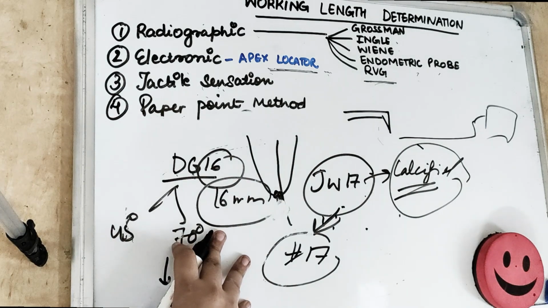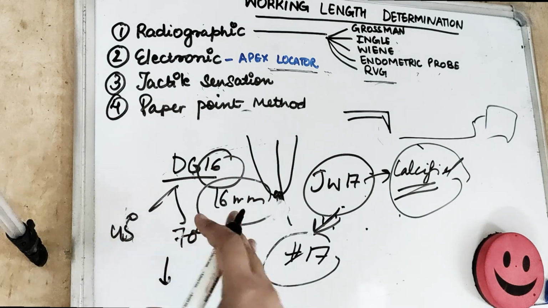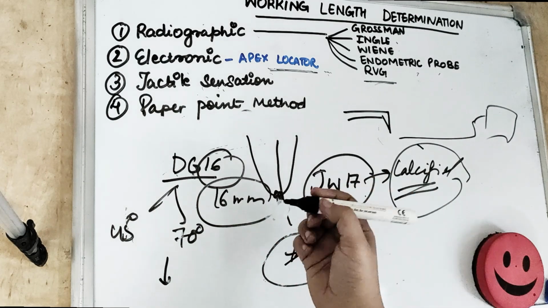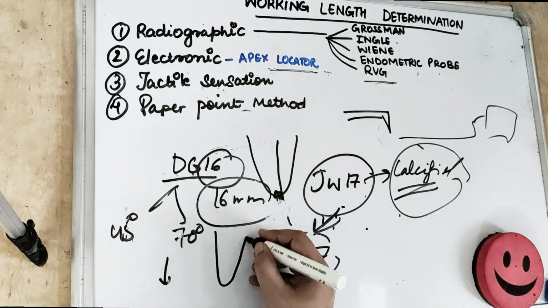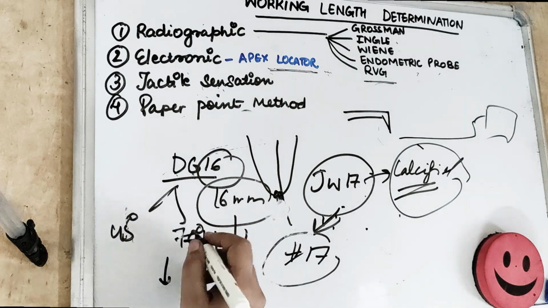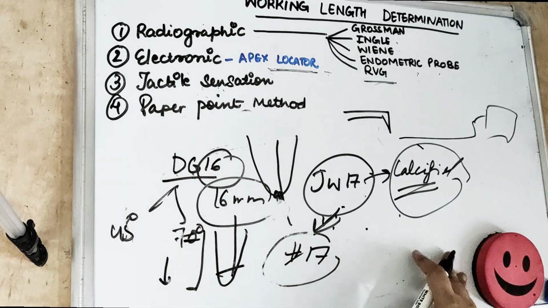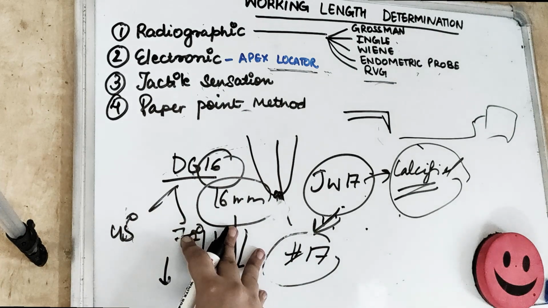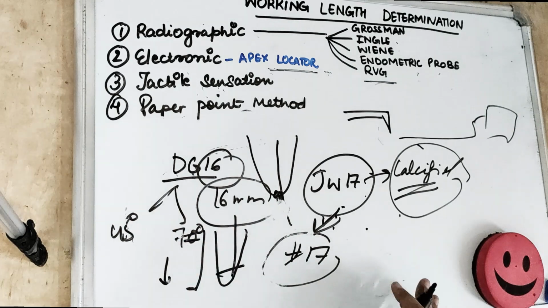Another method is the paper point method. We place a paper point and then take the radiograph and check the length of the root. So this is the method of determining working length. The electronic method we are going to cover in the next part.